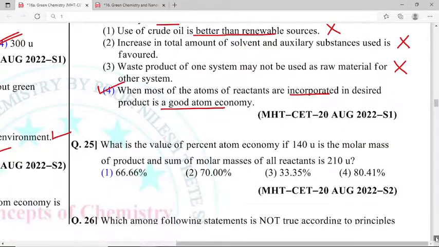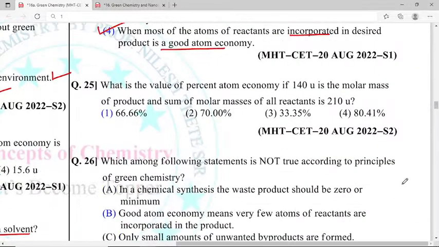Next question, what is the value of percent atom economy if 140 is the molar mass of product? So this is the 140 divided by molar mass of the reactant as 210 and multiply by 100, we'll get the answer. We'll get the answer 66.66. So please check the option.